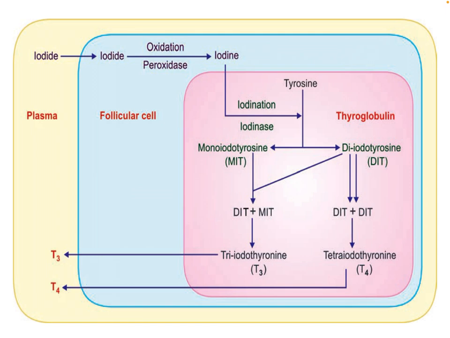Tyrosine plus one iodine molecule gives rise to MIT. One MIT plus one iodine gives rise to DIT. One DIT plus one MIT will give T3. MIT plus DIT will give rise to RT3 or reverse T3. DIT plus DIT gives thyroxine or T4.